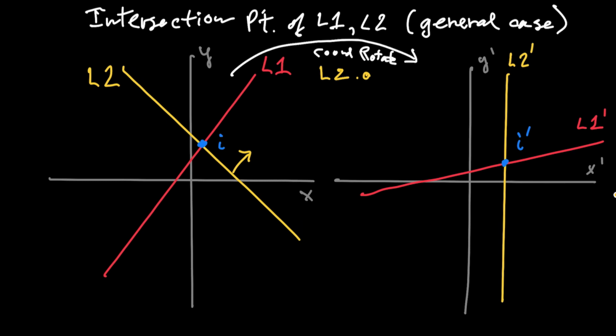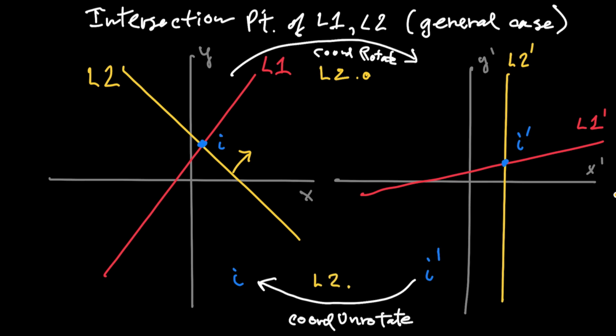All right, so let's draw yet another arrow here, just showing that we're going to have to come back with our result. Coordinate unrotate. The point we're going to push through the rotate is I prime. And what we're going to get out on the other end is I. And then we're going to use the exact same transform control, which is the orientation of L2, to come back.